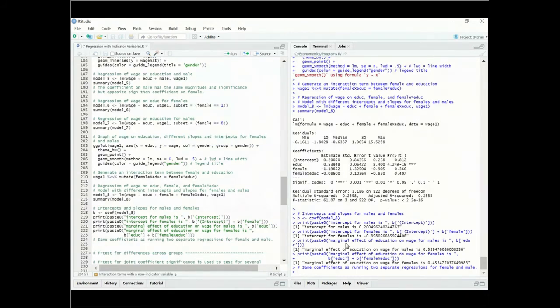If we want to find the marginal effect of education on wage for males, that's basically just this coefficient here that we have of 0.53. And if we want to calculate the same marginal effect for females, we would need to sum up this coefficient here plus this coefficient. And when we do that, that's going to be the 0.45. This is exactly the number that we see as the coefficient on education in the regression that has the subset by females.